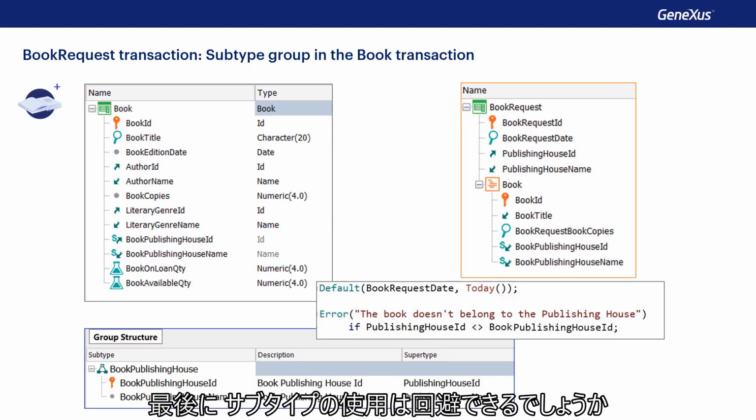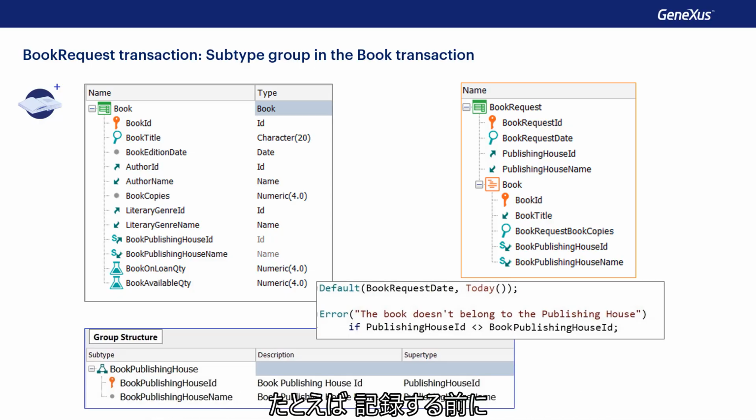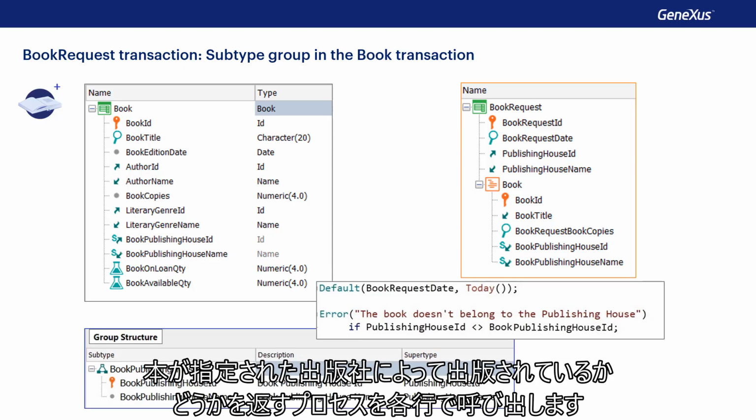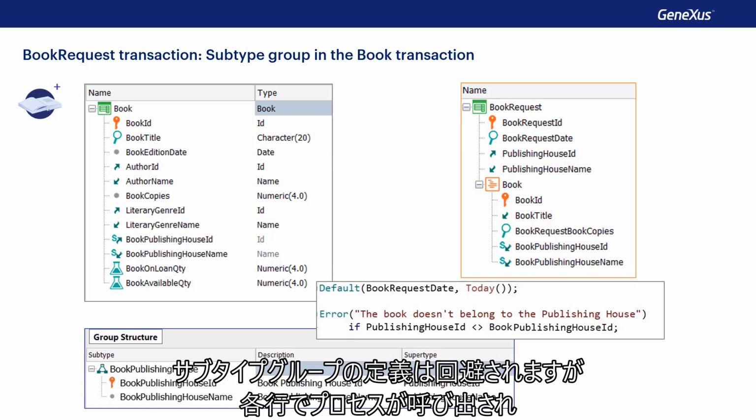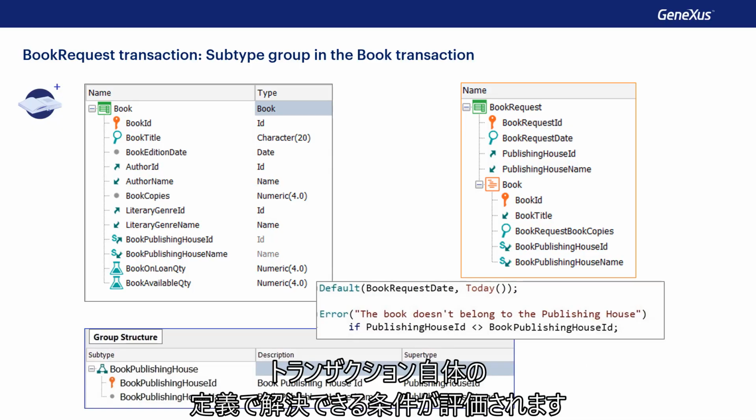Finally, could the use of subtypes be avoided? Yes, for example, by calling on each line, and before recording, a process that returns whether the book is published by the indicated publishing house or not. The definition of the subtype group is avoided, but a process is invoked on each line to evaluate a condition that can be resolved in the definition of the transaction itself.